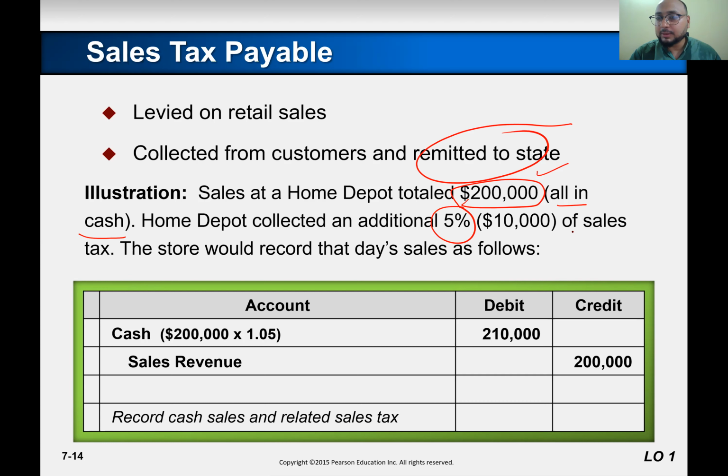How much? 200,000 plus the 10,000. So the sale is going to be 200,000. They received the cash, 210,000. But does that 10,000 belong to them? No, that belongs to the state. And for that, we create a sales tax payable liability.